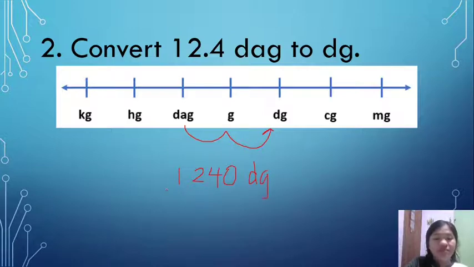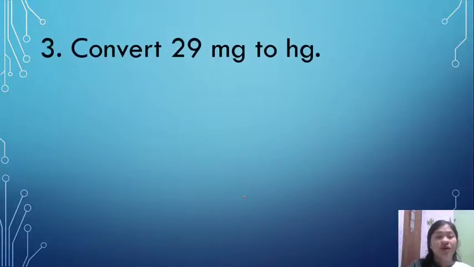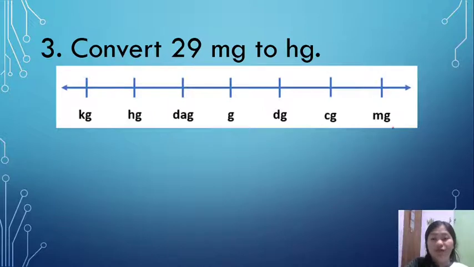decigram. Okay? And lastly, let us convert 29 milligrams to hectograms. So milligram is from here, and we're going to convert that going to hectograms. So count in your mind. So you have here how many counts or how many movements. We're going to move 5 moves going to the left. So the final answer is 0.00029 hectogram.